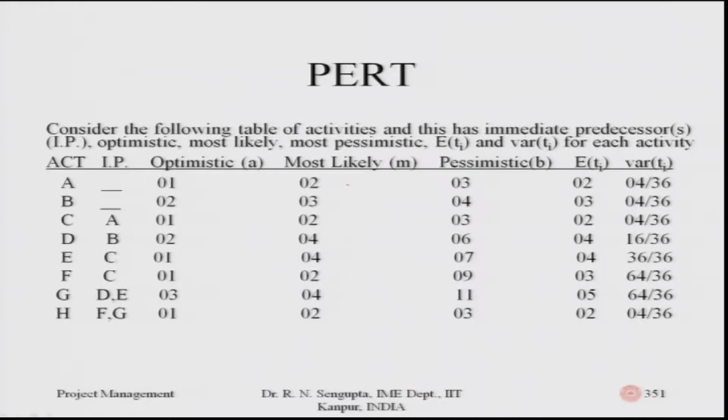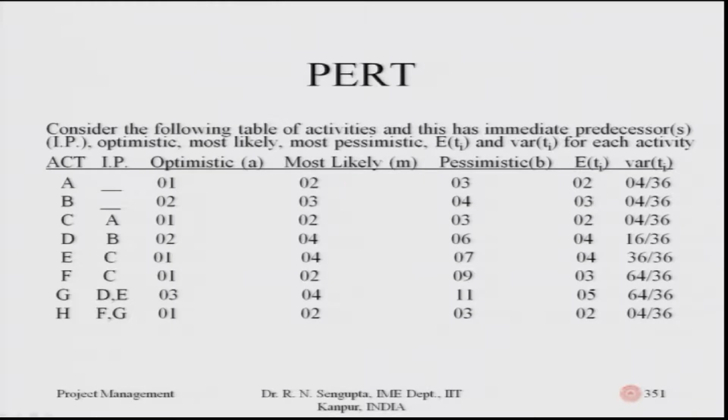Now, let us consider the following table of activities which are given. The activities are given starting from A to H and the precedence are given in the second column. The optimistic time, the most likely time, and the pessimistic time, based on which we will do the calculations, are given in the third column, which is the optimistic time A, the fourth column, the most likely time M, and the fifth column, the pessimistic time B.